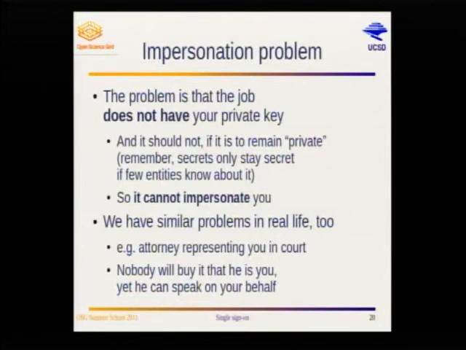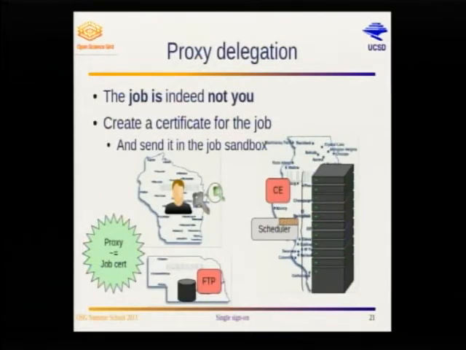So that, just like in a court, nobody will trust that the attorney is you. All we want to say is this person can talk in my name. So the way we do it is by creating a proxy. And this is what you do when you do a grid proxy init or voms proxy init. You effectively create a short-lived, new certificate out of your original certificate, which is not the same, but it says this proxy is something that the job can use to perform actions in my name.